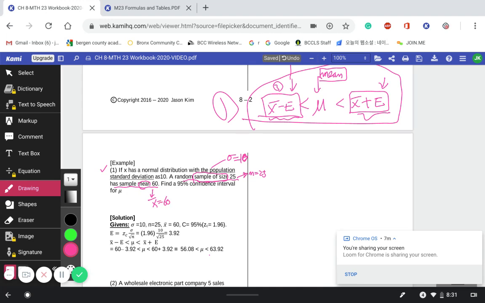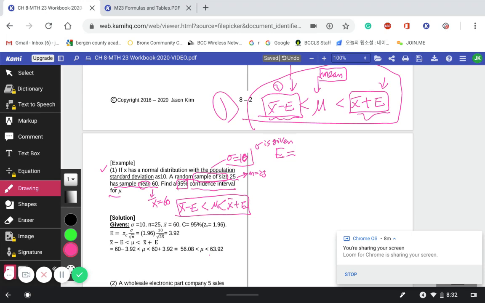That's what they're saying. And then finally, they're asking, find a 95% confidence interval for mu. That's what they're looking for. So that means you have to find the mu value by X bar plus margin of error and X bar minus margin of error. So they want to find this. Okay. So to find this, what do we use? We use a special formula to find the margin of error, right? What was that? The formula for margin of error when sigma is given.